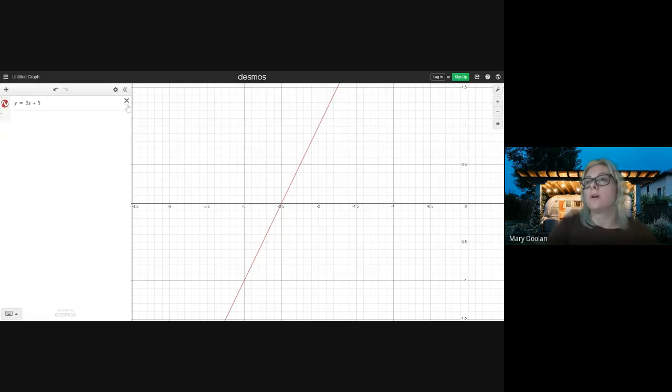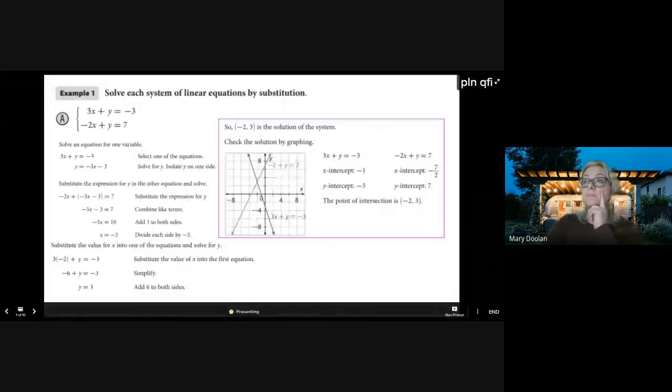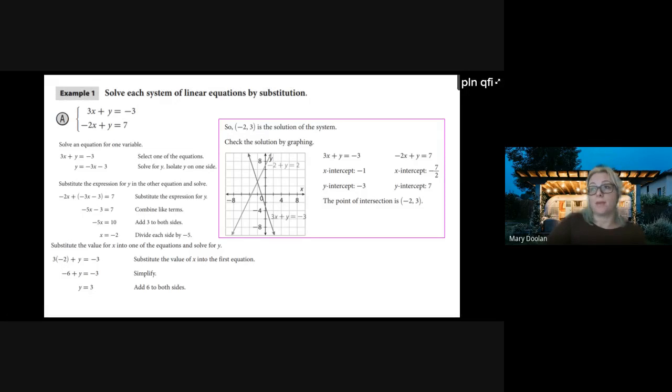So we're going to use Desmos right now to check our work from the pair deck. The equations we have here are 3x plus y equals -3 and -2x plus y equals 7, and there's a picture here showing its graph. I just want to show you that you can and should use Desmos to help you do your work accurately. And so I'm going to go ahead and type those two equations in.